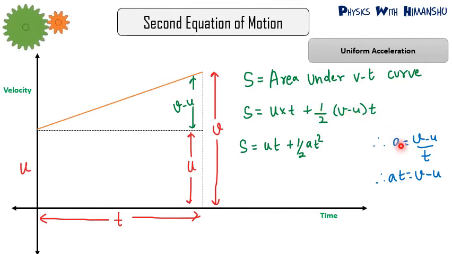Now using the earlier equation, a equal to v minus u by t, t will come on this side and at can be written as v minus u. So in place of v minus u, I have put at. So the formula becomes s is equal to ut plus half at square. So this is the second equation of motion.